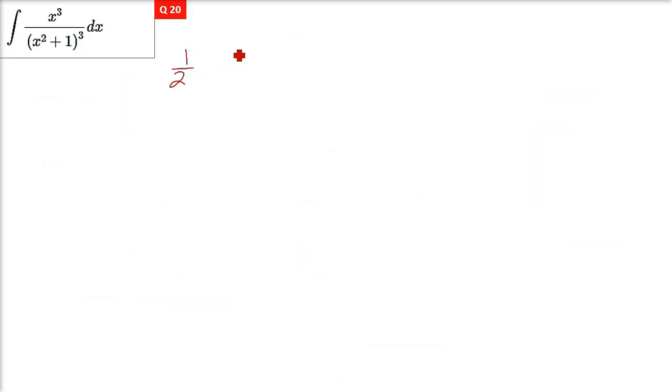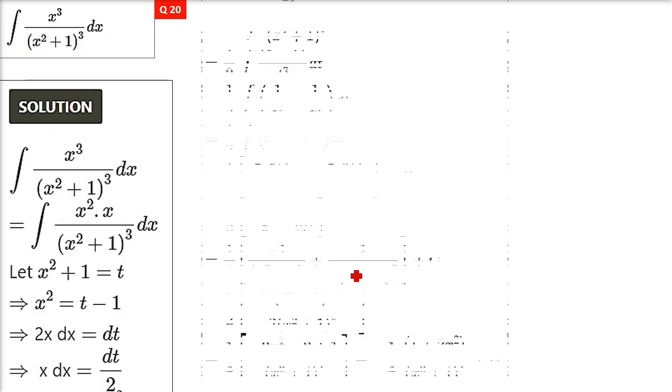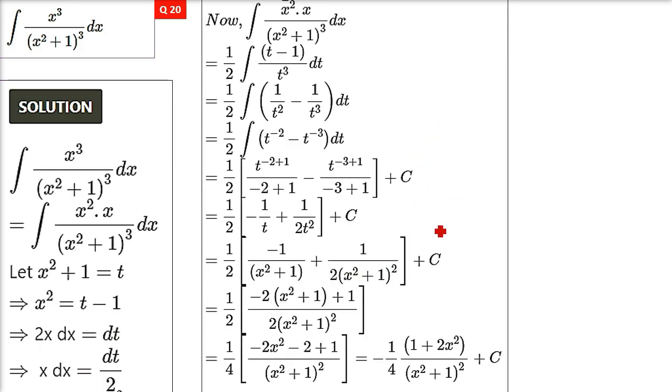Now let me show you this half I was talking about, and the integration will be negative 1 by (x square plus 1) plus 1 by twice of (x square plus 1) whole square, and I am quite sure that you will be able to do it. Just take 1 by (1 plus x square) outside. The final result will be negative 1 by 4, and I would encourage you to do the algebra by yourself. So this is your final result, plus constant of integration, of course. So this is the whole way you have done it.